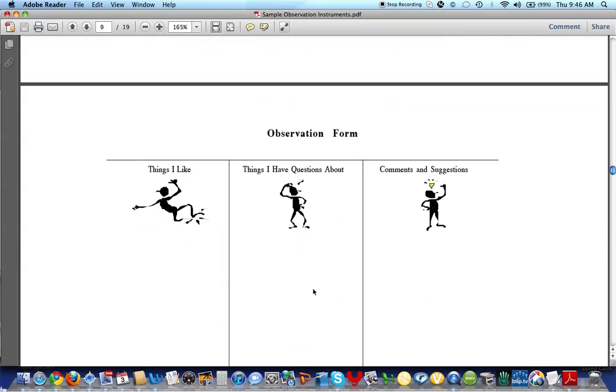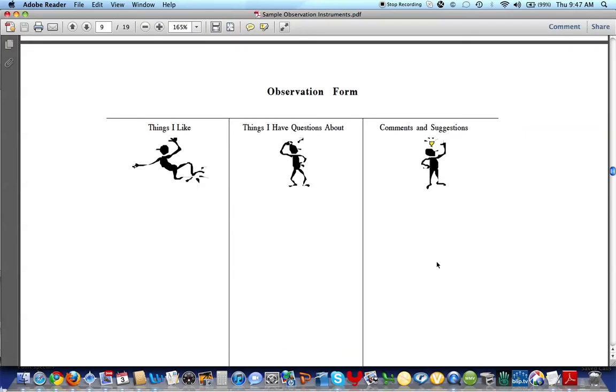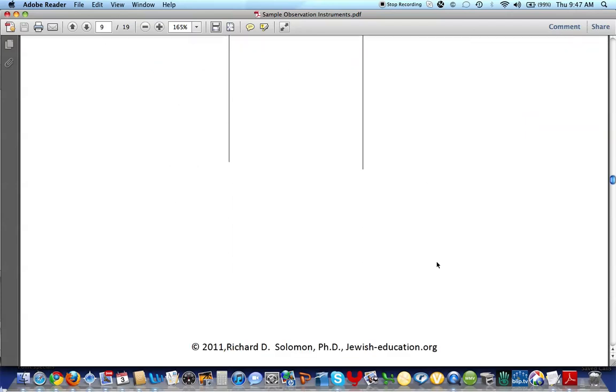Now, here's a very simple observation form. These would be the things that you saw that you like, and you of course would explain what the student, meaning the student teacher or the in-service teacher, had done, what you didn't understand about the lesson, not necessarily what was negative, but you had questions about, and some comments and suggestions. A very simple observation form.